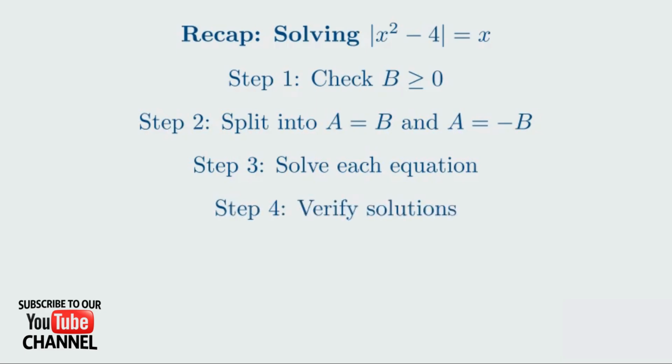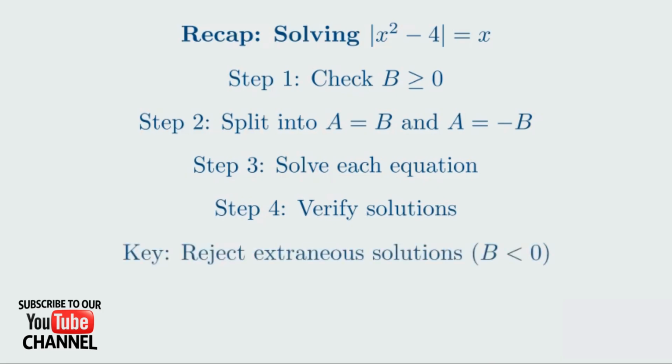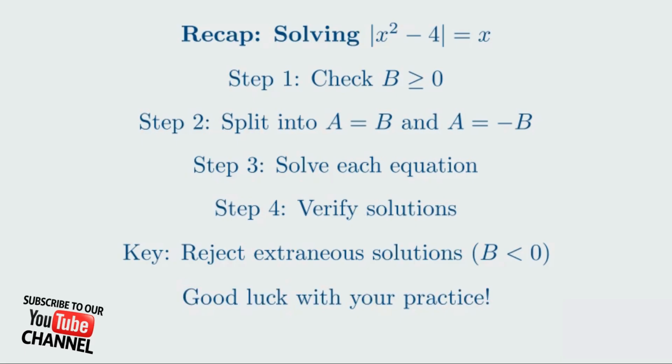Third, solve each of these equations independently to find all the candidate solutions. Fourth, and most importantly, plug each candidate solution back into the original equation to verify that it is a valid solution. Remember that solutions must be consistent with the condition b is greater than or equal to 0. Today, you've learned how to solve absolute value equations that lead to quadratics, and how to identify and reject extraneous solutions using the non-negativity property of the absolute value. I encourage you to try similar problems and pay close attention to that crucial verification step.